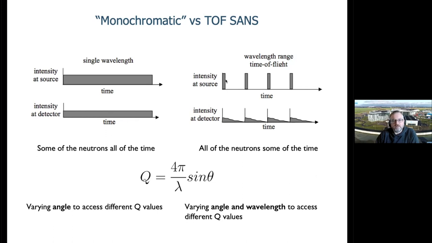So there are times when we're not producing neutrons compared to that on a reactor. In both cases, we still measure scattered intensity as a function of Q. In the case of the monochromatic or continuous source version, we have to measure at different angles to get to these different Q values for a given wavelength. We can choose to measure a different wavelength, and then that's a separate measurement. But in one measurement, we measure at one fixed wavelength and make use of varying angle. Whereas with a time of flight instrument, we simultaneously have multiple wavelengths and we can measure at multiple angles.